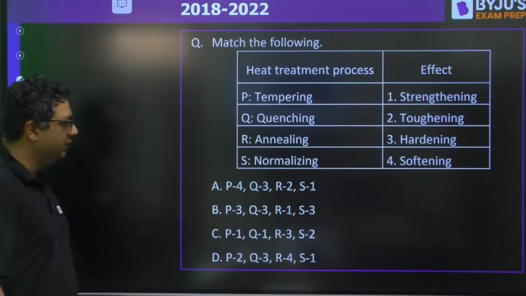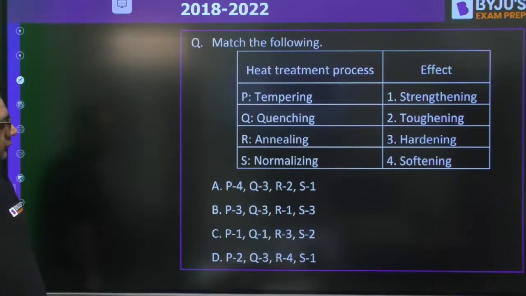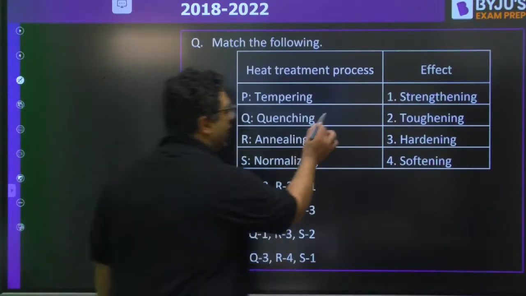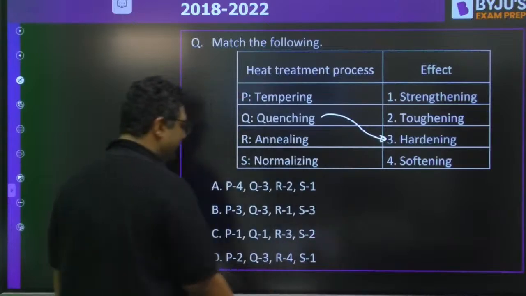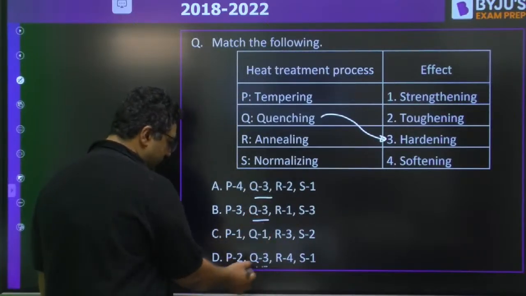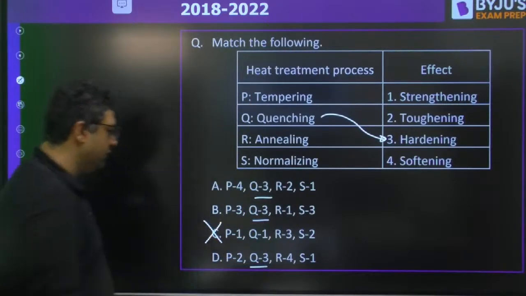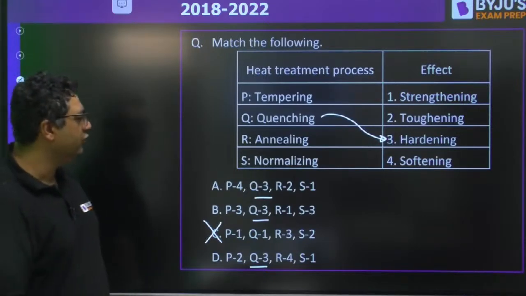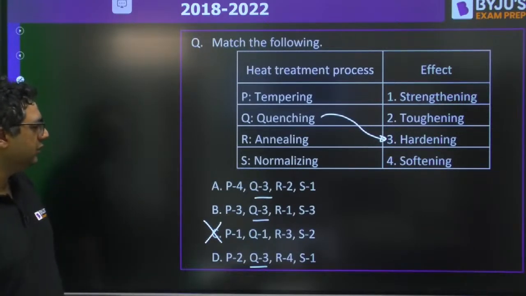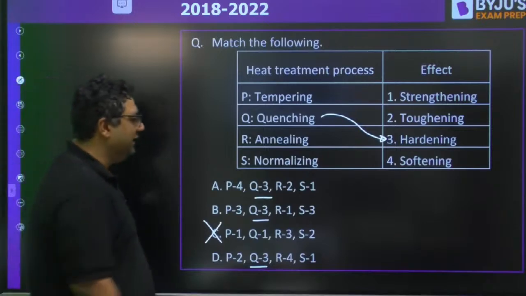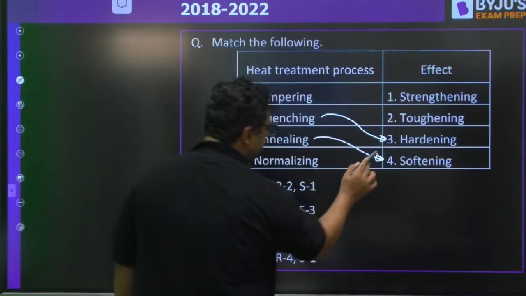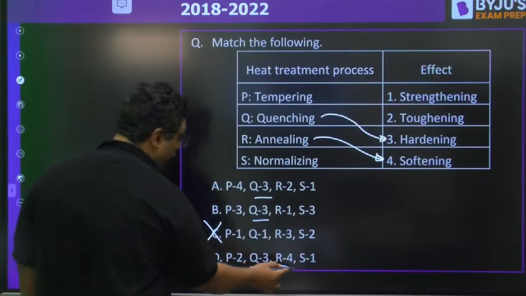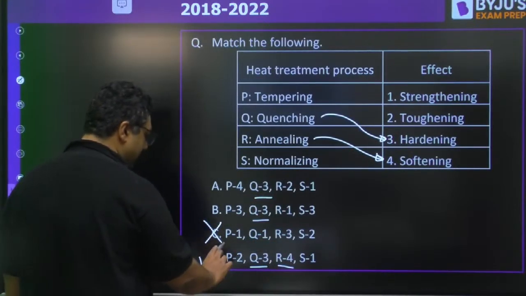Try to solve it. I feel quenching is used for the hardening purpose. Q is 3. C cannot be the right answer. Then, my dear, if you see the other options, annealing is used for the softening purpose. R is 4. Okay, only D is correct.